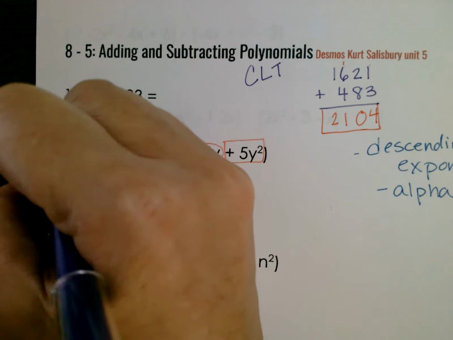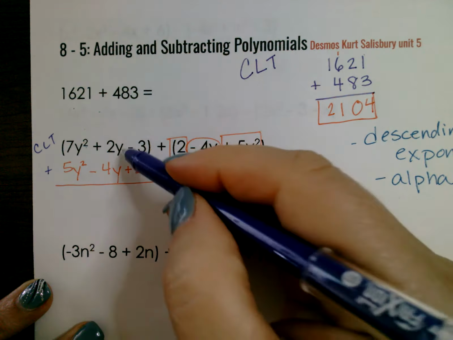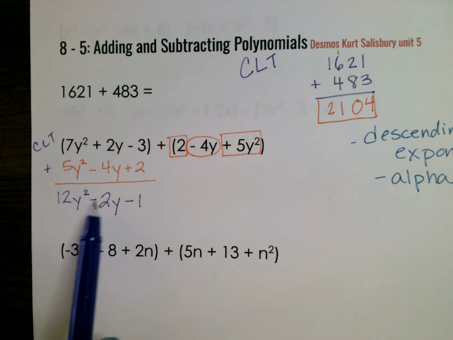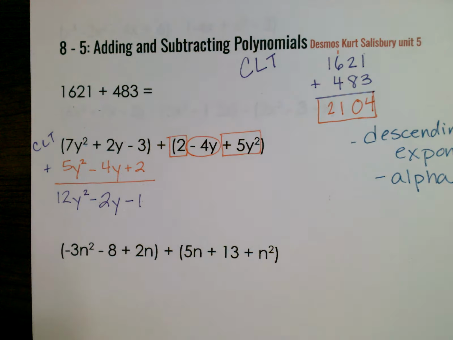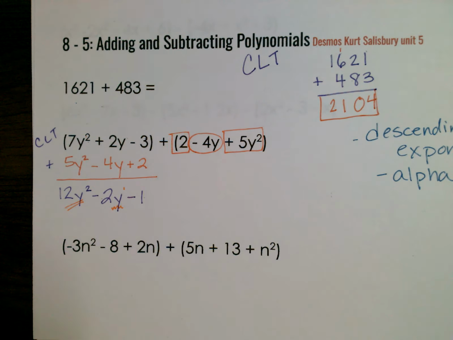Now it's addition, so it is simply combine like terms. It doesn't matter if you go left or right. We don't carry over because you have to only combine like terms. 7y squared plus 5 more is 12y squareds. 2y's and 4 negative y's, 2 negative y. Negative 3 plus 2, negative 1. These terms are not the same. This is y squared. This is really y to the first. They're not identical. You may not combine them.